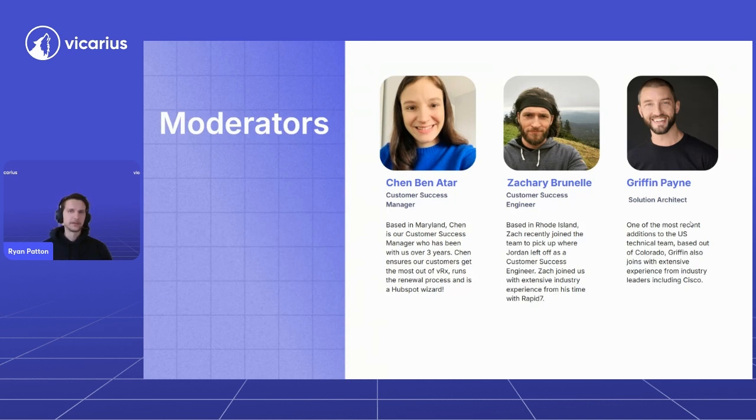We've got Hen, who I think again everyone probably knows. We've got Zach, who is a relatively recent addition to the team, helping out with customer success, helping Hen, stepping into the customer success engineer as Jordan moves into our professional services engineering role. And one of the most recent additions, we've got Griffin, who's going to be helping out with the solution architect on the West Coast as we kind of ramp up the sales team here.